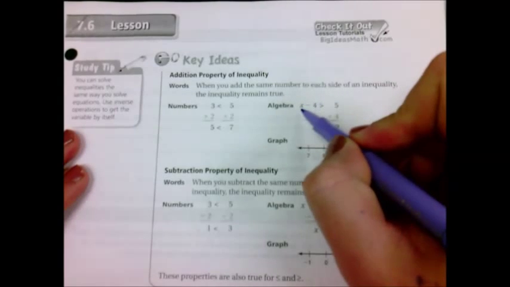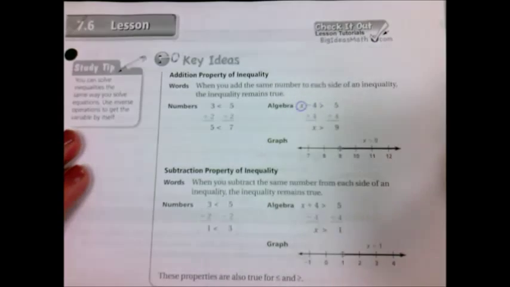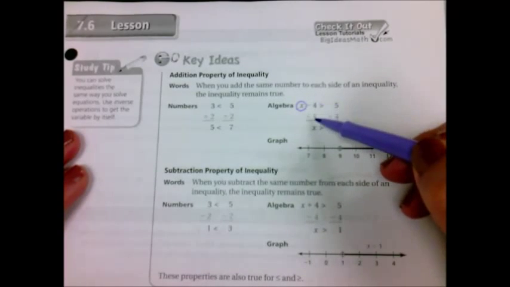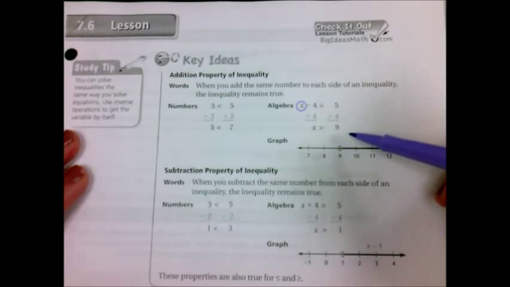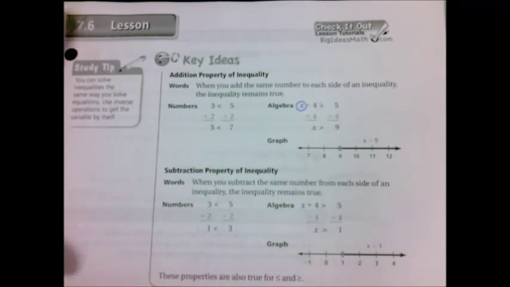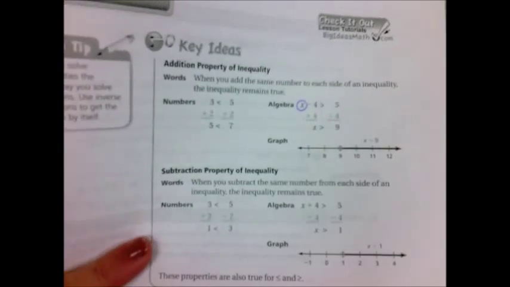So there's an x that we want to get by itself. To get rid of a negative 4, we'll add 4 to both sides. We end up with x is greater than 9, and then we graph it like we saw in the 7.5 video. So 7.6 is putting together lots of pieces that we already know.